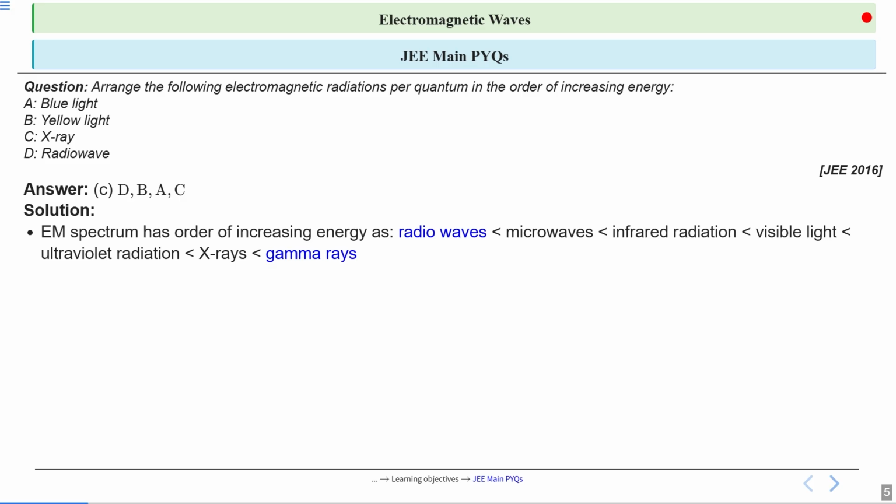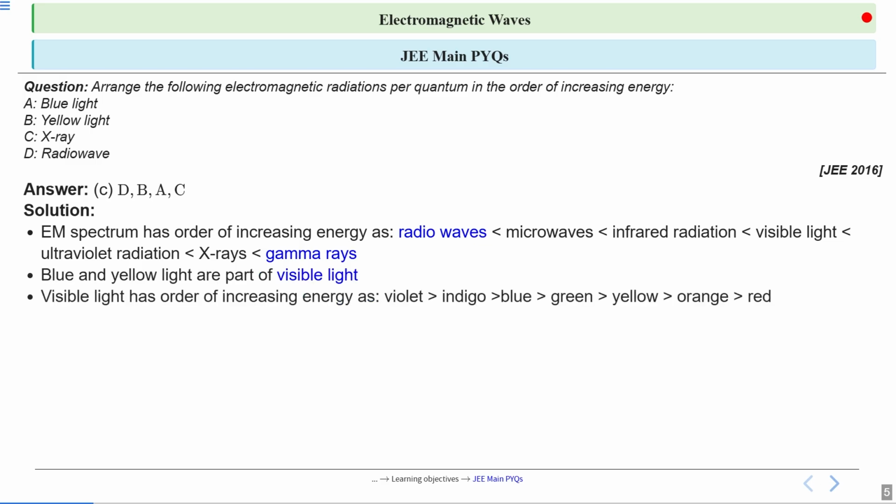Okay, so that means X rays will be having the most amount of energy among these given four electromagnetic radiations, and radio wave will be having the least amount of energy. Okay, but what about blue light and yellow light? So blue and yellow light are part of visible lights. So visible light has order of increasing energy as.